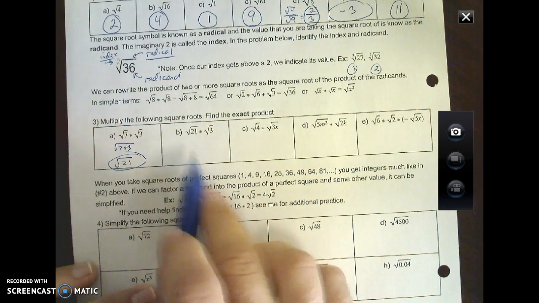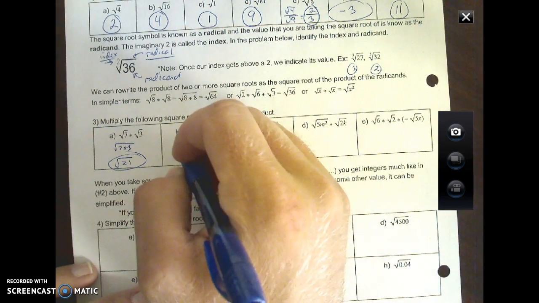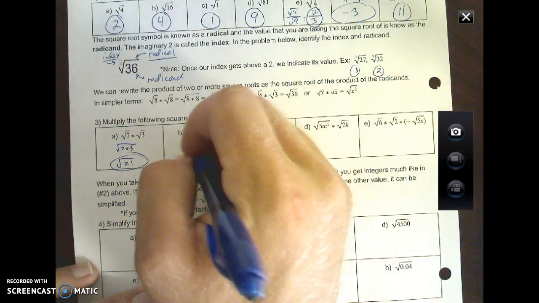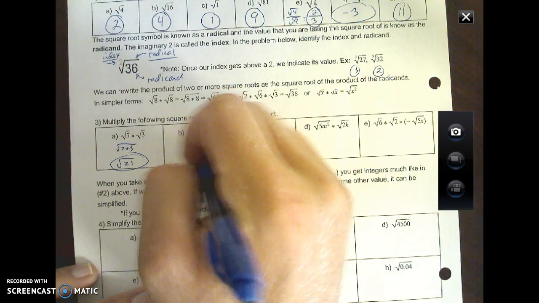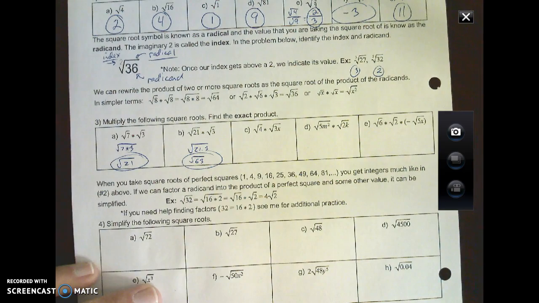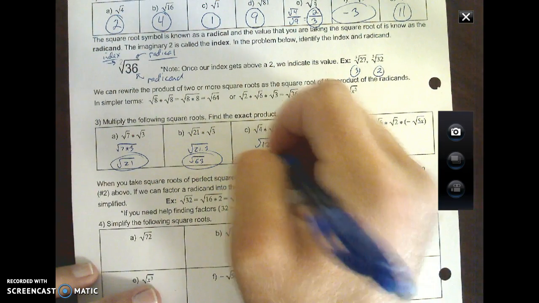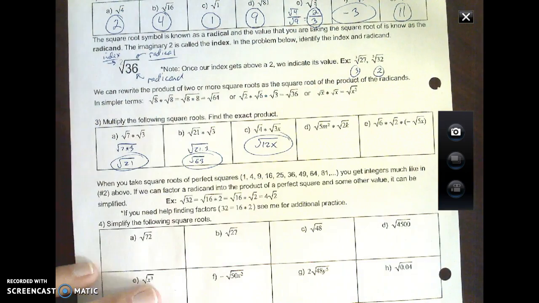Same thing over here. Root 21 times root 3. I'm just multiplying 21 times 3. So that gets me 63, square root of 63. 4 times 3x, so we got 4 times 3 is 12, and then the x just stays x.